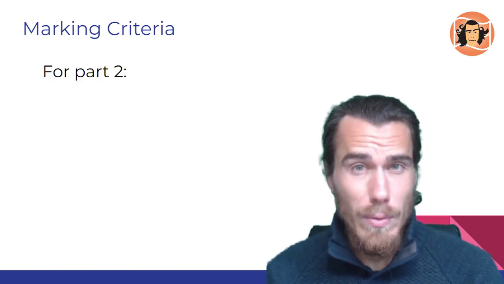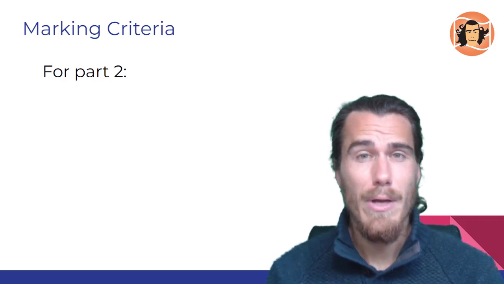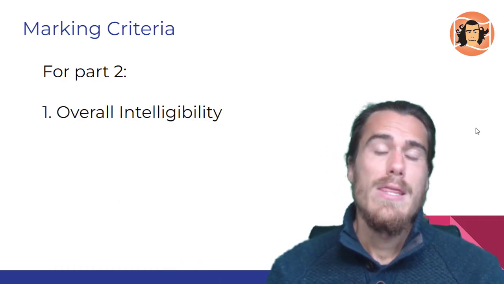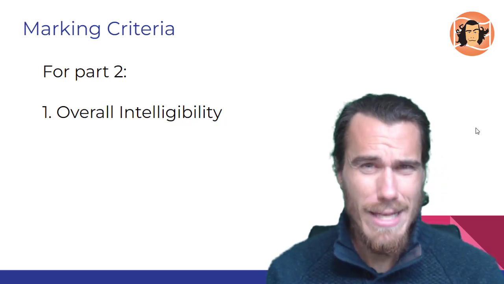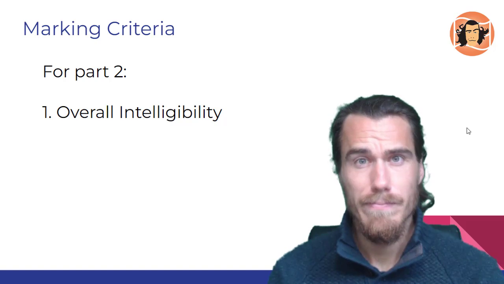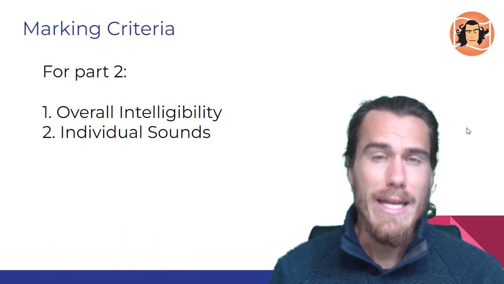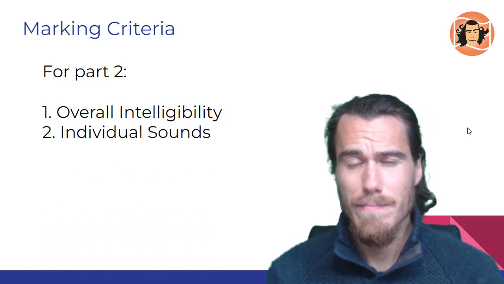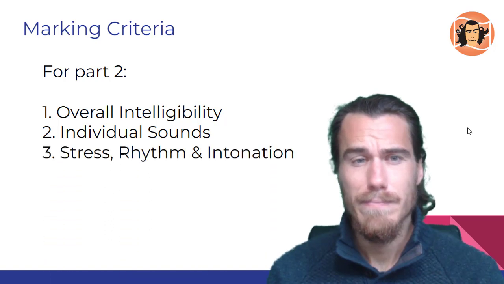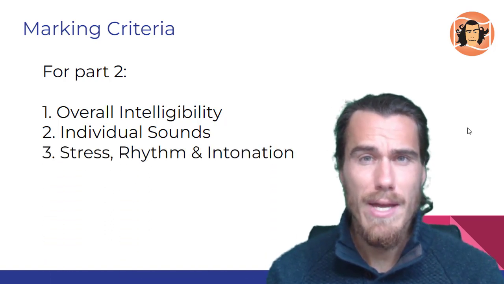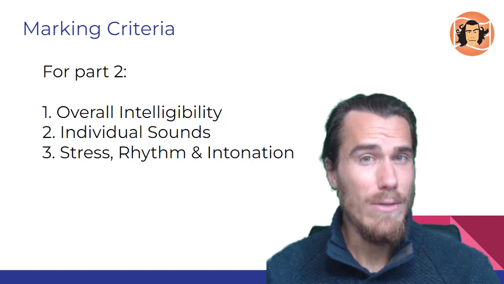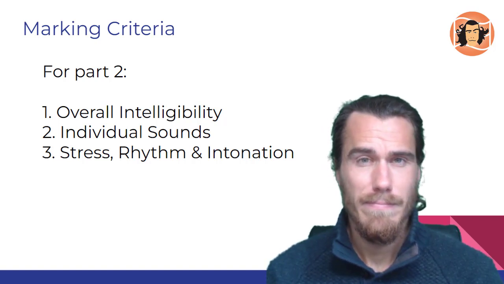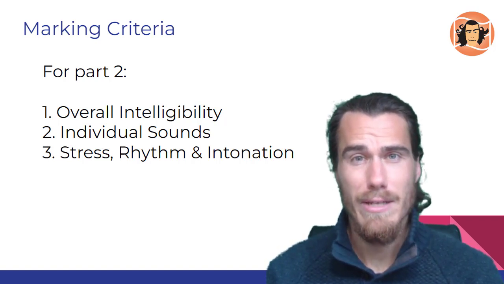For part 2, so this is different. For part 2, they're looking for overall intelligibility, which means how easy it is to understand you. The individual sounds that you make. The stress, the rhythm, and the intonation of your speech. So remember, part 2 is reading aloud. And those are the 3 marking criteria for this part.